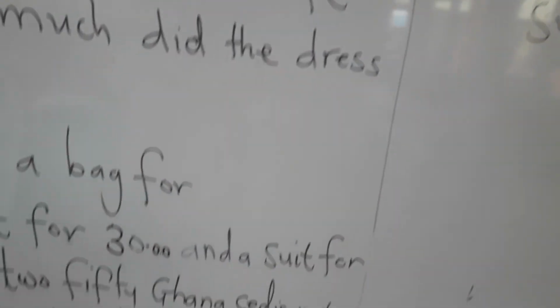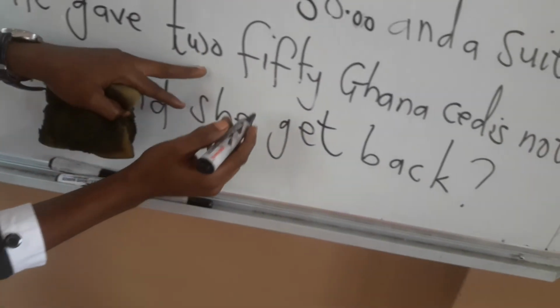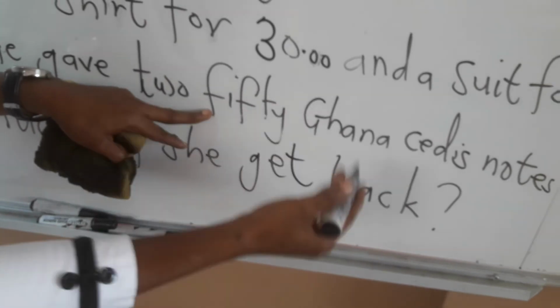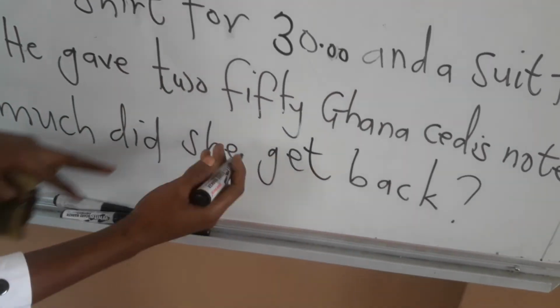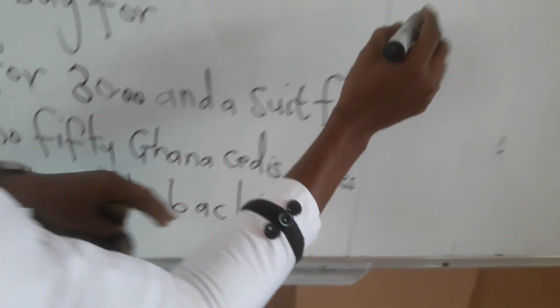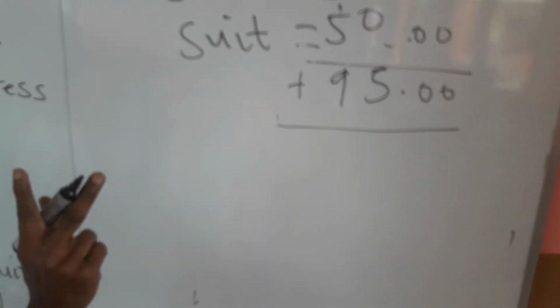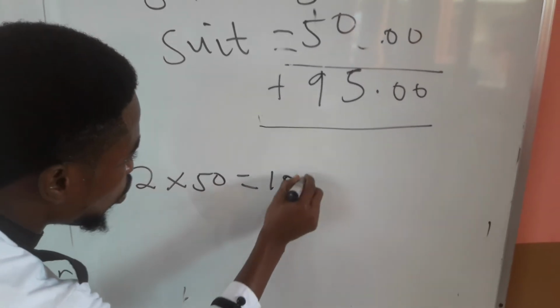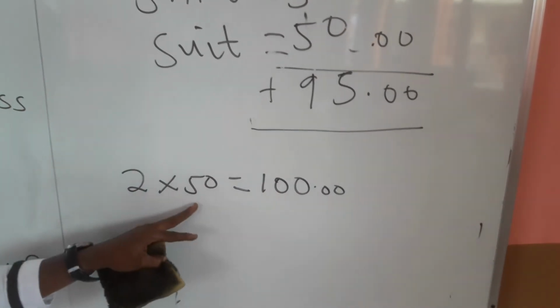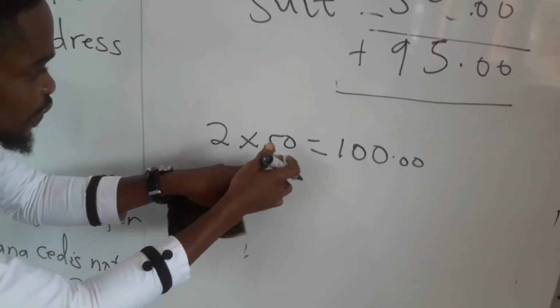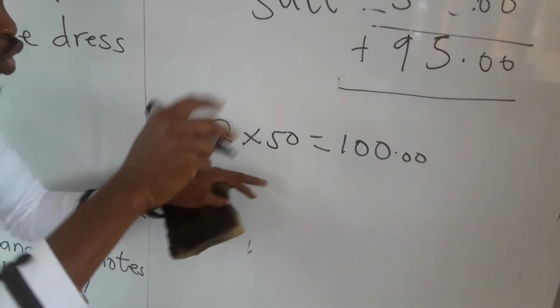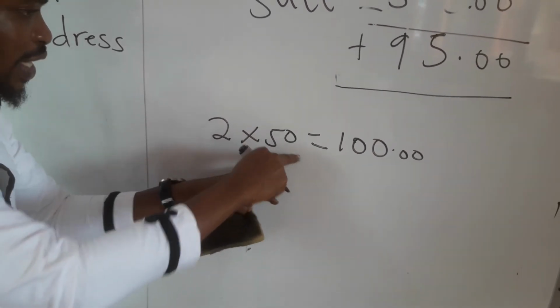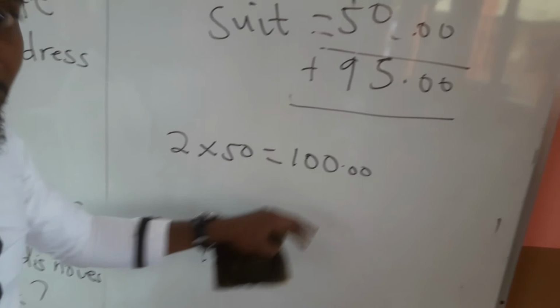Now we are going to look at this. He said he gave 2 50 Ghana cedi notes. So it means that we have 50 Ghana cedi notes, which is 2. She had 2. So that is 2 times 50. That will give us 100 cedis. She has 2 50 Ghana cedi notes, so we multiply 2 times 50. That will give us 100 cedis.